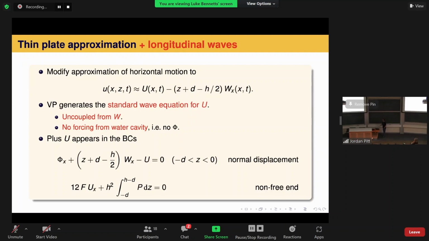And the important things here are that those longitudinal motions are not coupled to the flexural motions. So W doesn't appear in the wave equation for U, and there's also no coupling to the water through that equation, so phi doesn't appear. But we do get coupling. It comes from the ice edge conditions, and I've highlighted the relevant terms at the bottom.